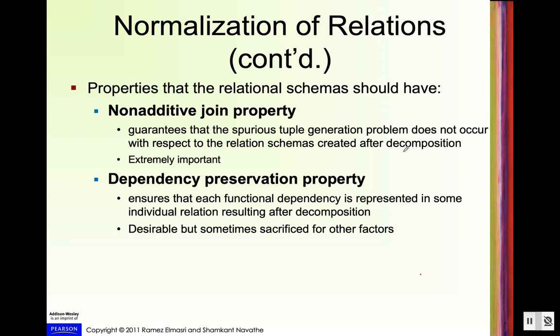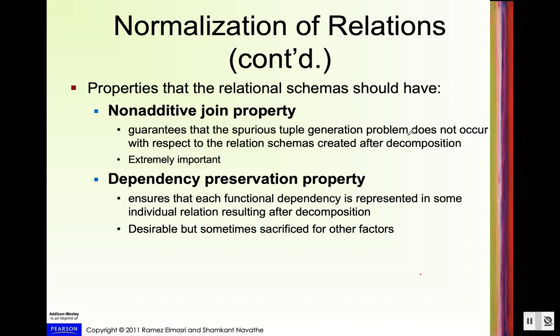This is extremely important. After any kind of normalization, normalization can create a decomposition in our relational schema. So after those decompositions, we will make sure that there will not be any spurious tuple generation problem. So this property is extremely important.